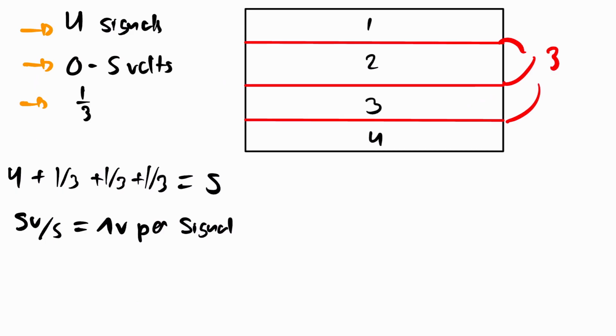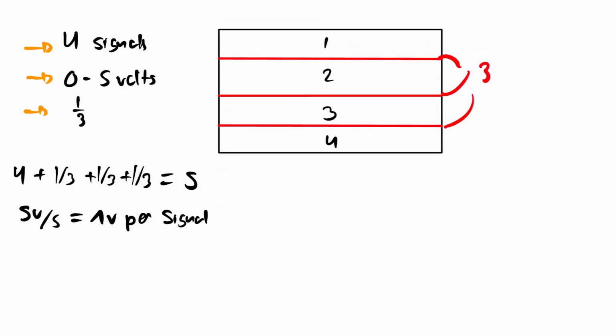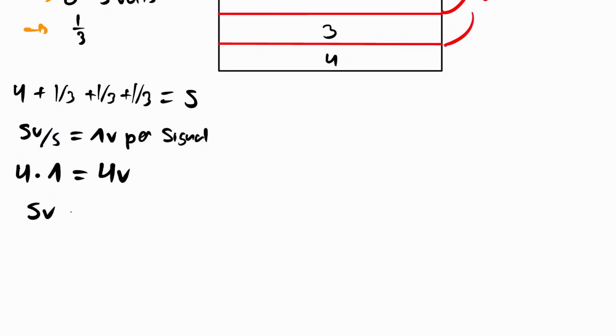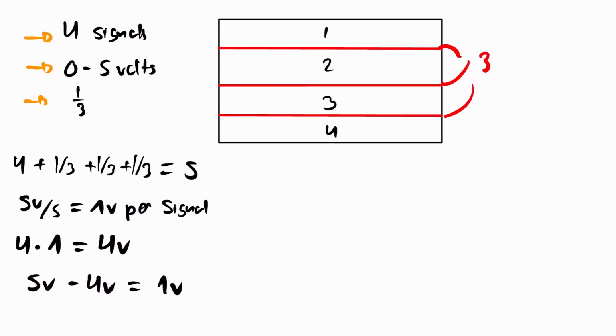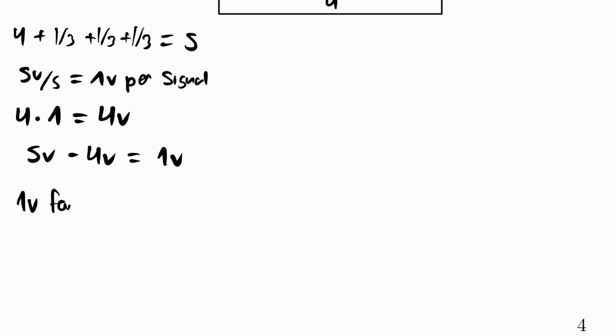To do that, it's quite easy. You have to do the following. You have to do how many signals we have? We have 4, right? So if we have 4 signals, we're gonna do 4 times the value of each signal. So in this case it is 1. So we get 4 volts. So now we're gonna do 5 volts minus 4 volts, and we get our result, which is 1 volt. Meaning we have to divide this 1 volt into 3. So 1 volt for 3, meaning we do 1/3, right?